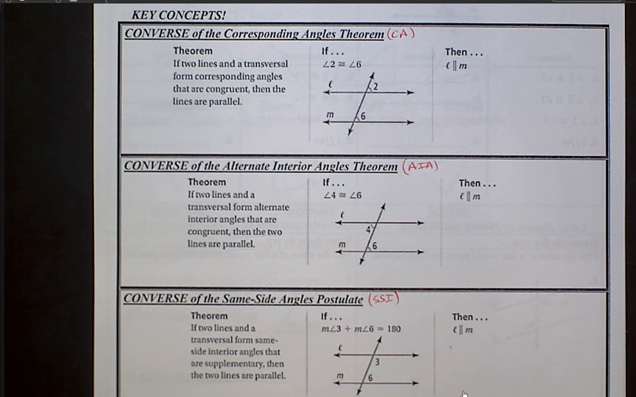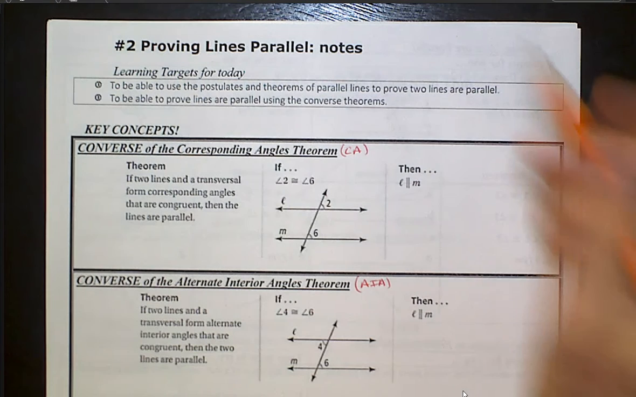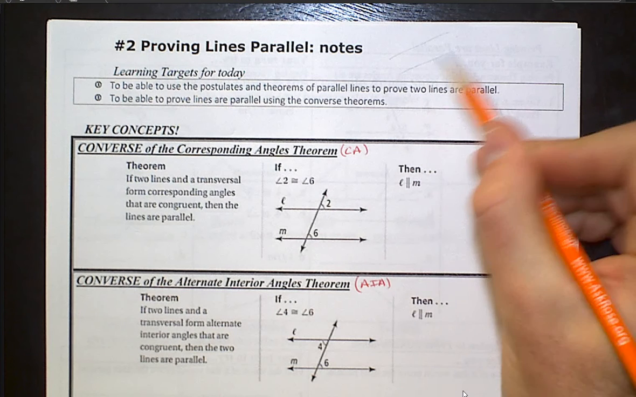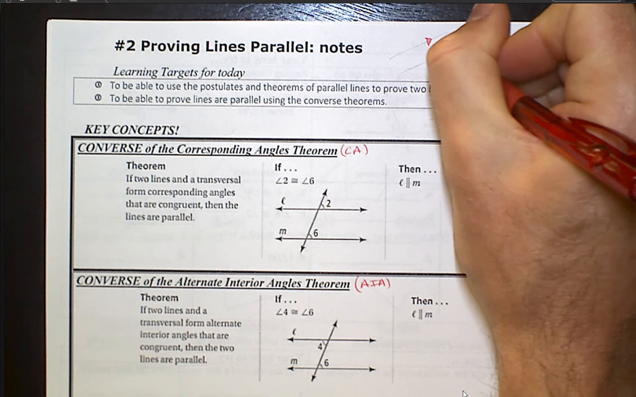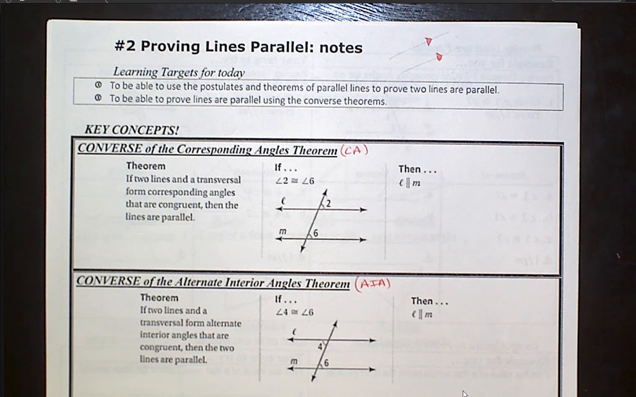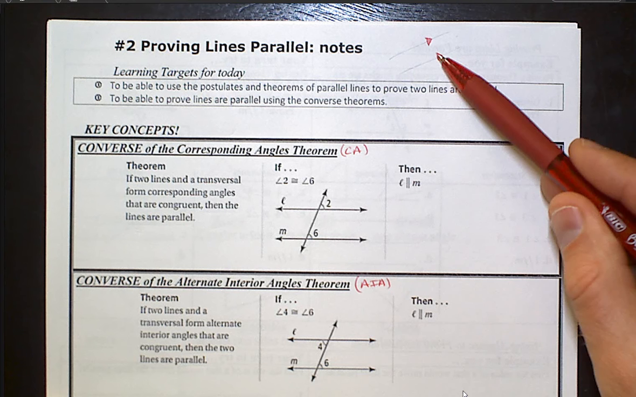How is this different? Well, in the first lesson, you may recall that when you have two lines in geometry with these little triangles on them in red, those triangles mean that the two lines are parallel. In lesson 1, every situation where we talked about CAs, AIAs, and SSIs, the lines were parallel first.